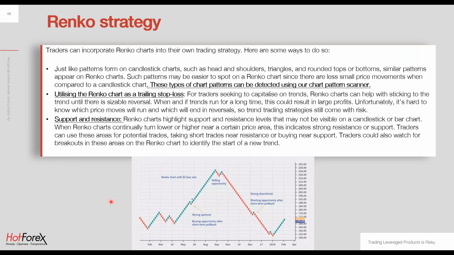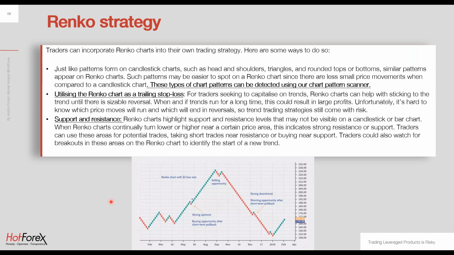just to highlight that in regards to the Renko charts, guys, there are actually a lot of ways that you can incorporate Renko charts in your own trading strategies. So here I highlight three of them. So how you can use it? You can use Renko bricks, blocks, whatever you want to call them, as patterns, just like patterns. So in the form of a pattern.